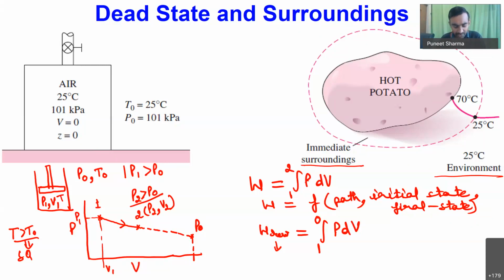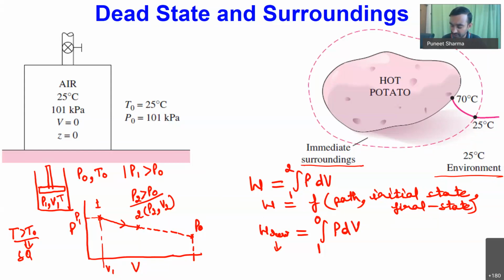So whenever our system has properties or conditions other than those of the surroundings, meaning it is not in thermodynamic equilibrium with the surroundings, that system will have a certain potential to do work. And to find the maximum potential to do work from a system, we will only be able to extract it once we change the thermodynamic state of the system from its given state to the dead state.